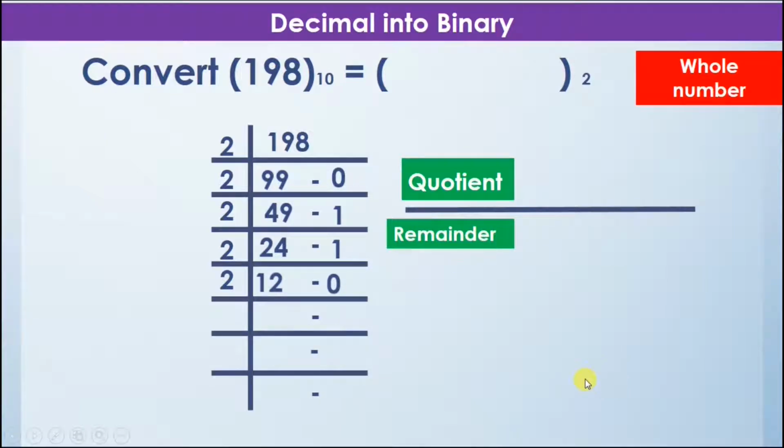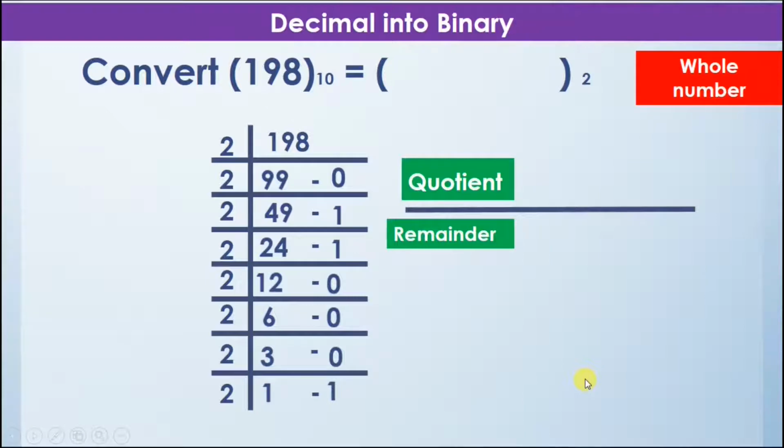So when we divide 12 by 2, quotient is equal to 6 and remainder is equal to 0. So 6 comes here and remainder comes here. So when we divide 6 by 2, quotient is equal to 3 and remainder is equal to 0. So 3 comes here and 0 comes here. Again we divide 3 by 2. So quotient is equal to 1 and remainder is equal to 1. So quotient comes here and remainder comes here.